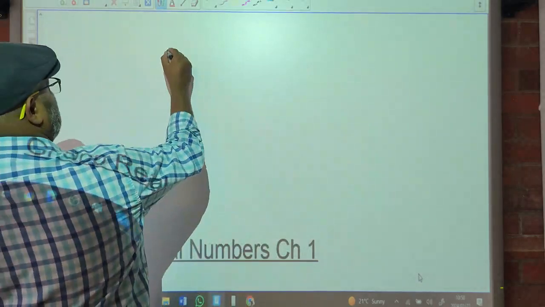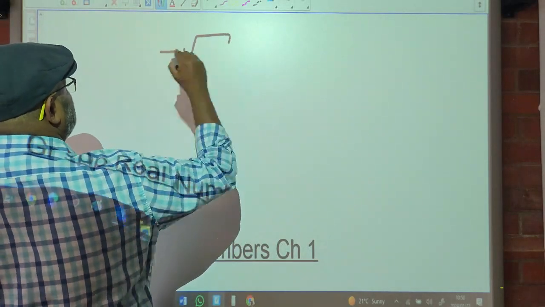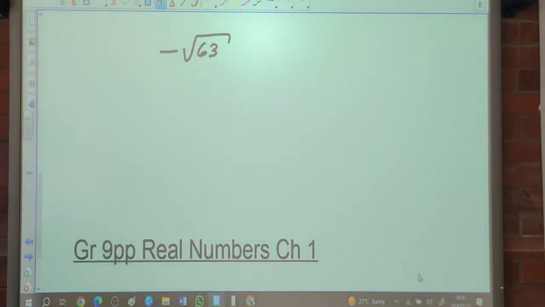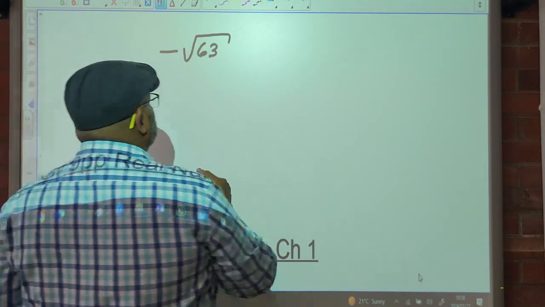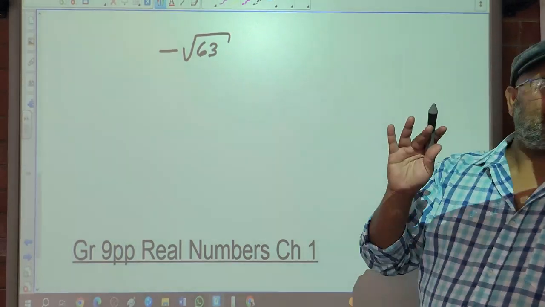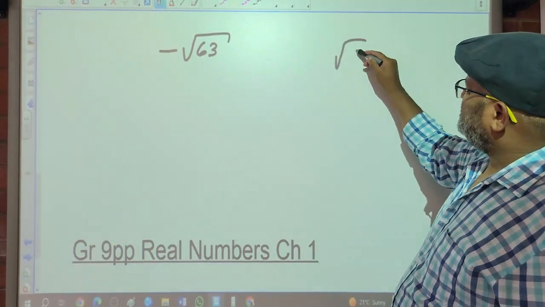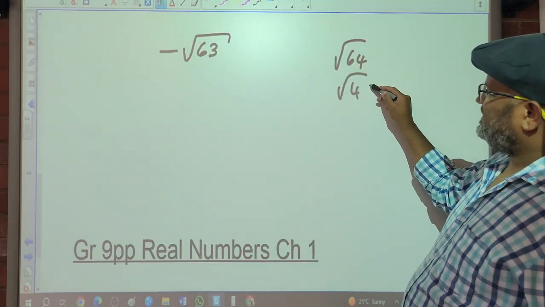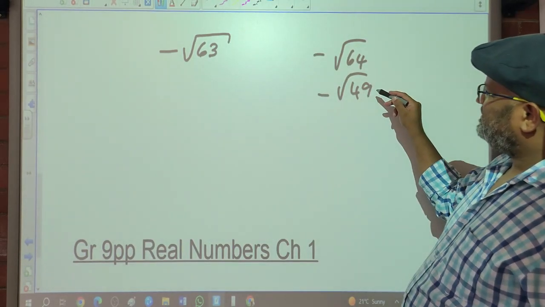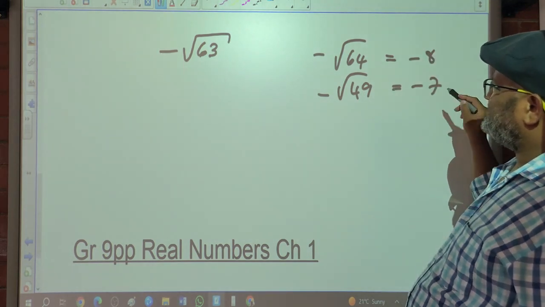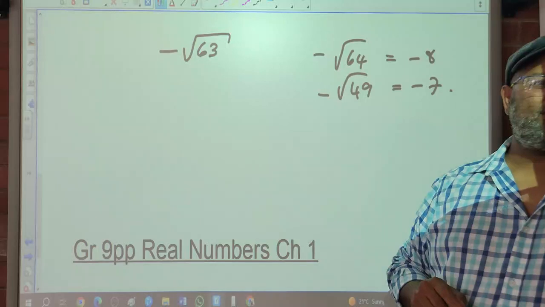So let's go. Negative square root of 63. Between which two perfect squares is 63? You're saying 8, which is square root of 64, and 7, square root of 49. But remember, it's negatives, so it's going to be negative 8 and negative 7. You all agree with that?